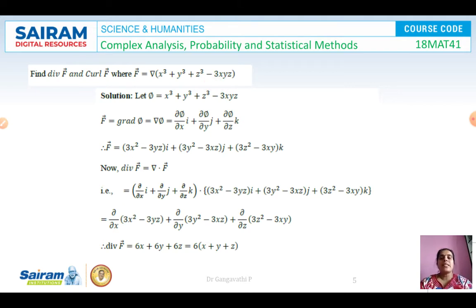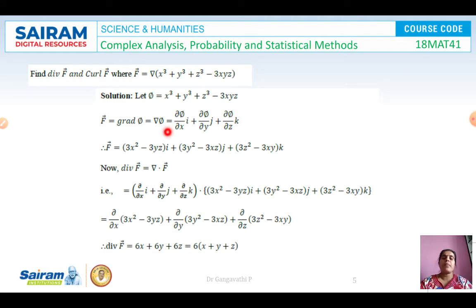So let us consider this part alone, whichever is there inside the bracket, as a scalar function phi. So the scalar function is given as x cube plus y cube plus z cube minus 3xyz. And let us consider vector f. Vector f, according to this, del is nothing but grad operating on a scalar. So it is nothing but grad phi.